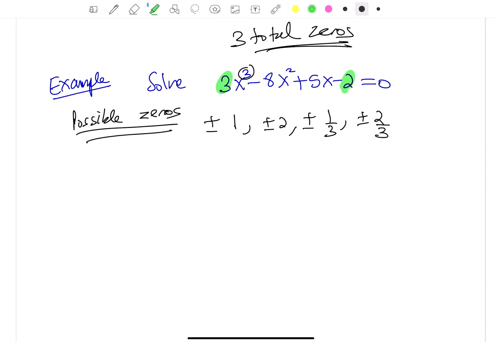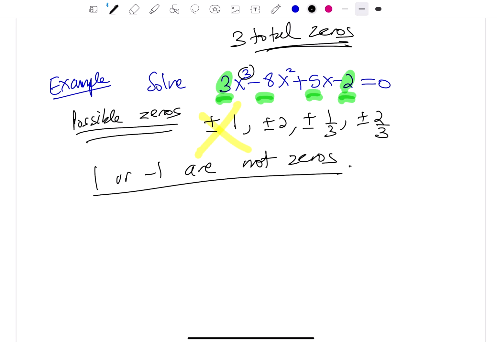So let's say 1 or -1 are the zeros. We can do 3 plus 5 is 8, and -8 minus 2 is -10. So 1 and -1 are not the zeros in this case. So I don't need to try. 1 or -1 are not the zeros. Those are usually the simplest ones.